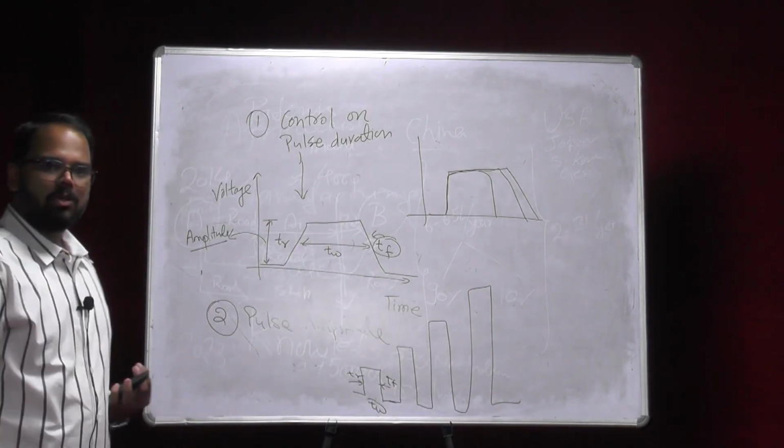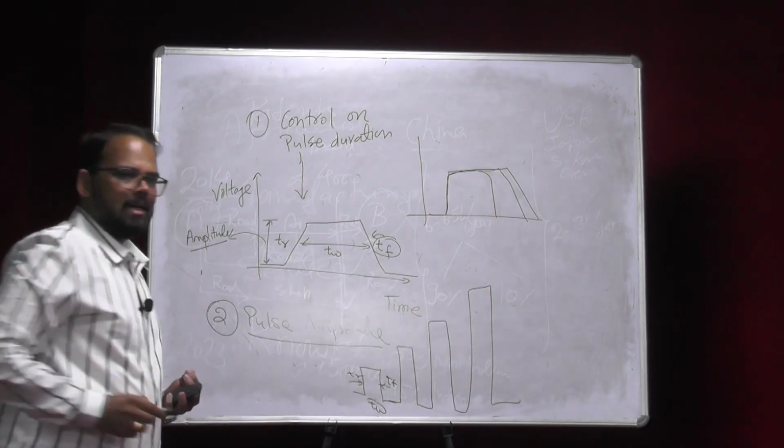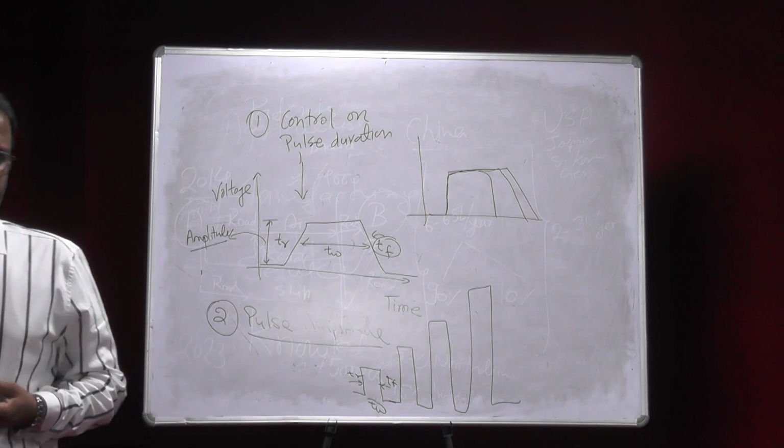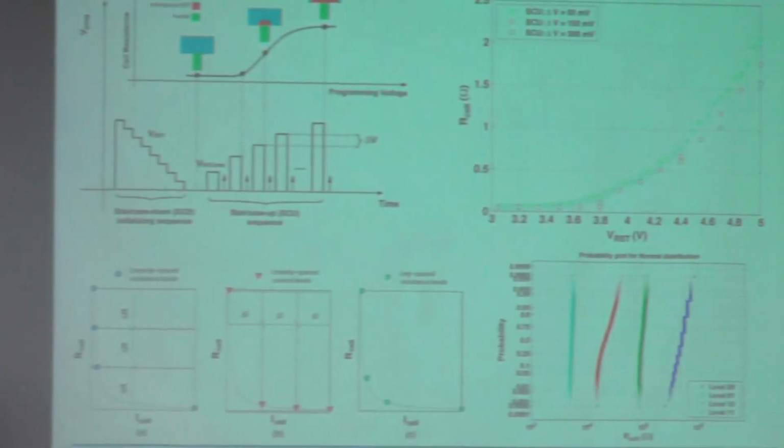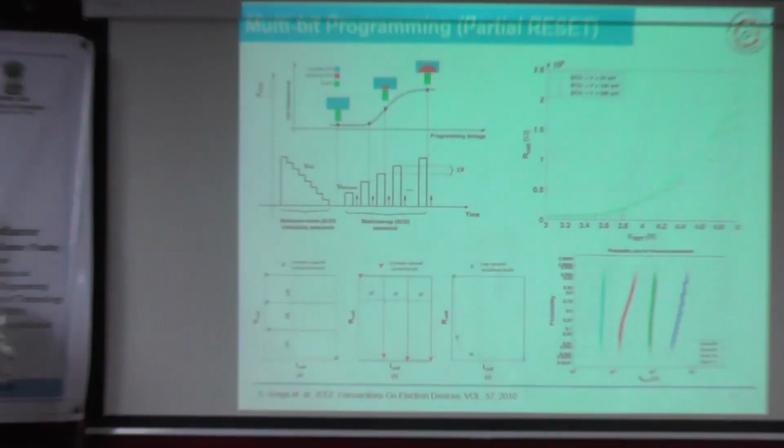So this is called control on pulse amplitude, and then you are figuring out the different states. As you can see, the more you increase the amplitude, the more the resistance also increases, and you can tune this resistance to identify a multi-level resistance state. Is it clear to all of you? So this is just a brief idea of how we can do that.